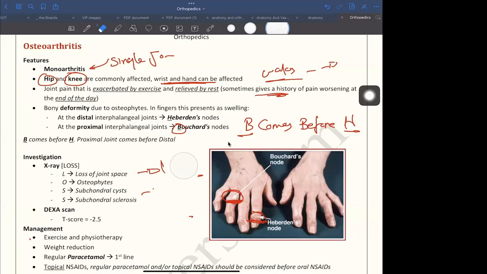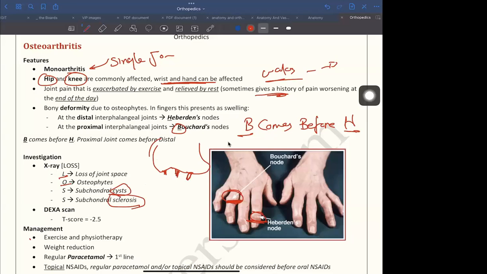And here, when you do an X-ray, there will be loss of joint space. Osteophytes are present. What are osteophytes? So basically, if this is your knee joint, there'll be some bony protuberance coming from the bone. These are called osteophytes. And subchondral cyst or subchondral sclerosis.